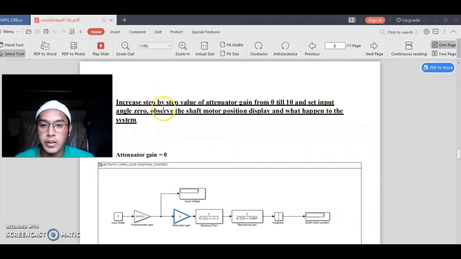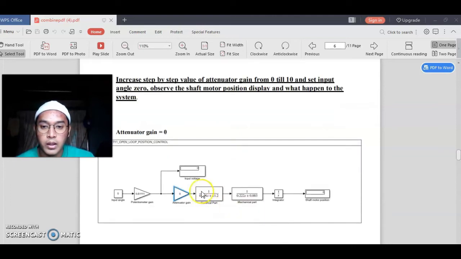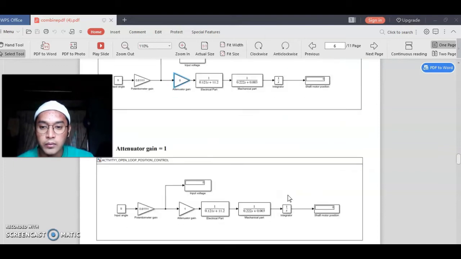We need to increase the value of the attenuator gain step by step from 0 until 10, and set the input angle to 0, and observe the shaft motor position display and what happens to the system. For attenuator gain 0, we get input voltage 0 and shaft motor position 0. I think if we change the attenuator value, we'll also get 0 for the shaft motor position and the input voltage.